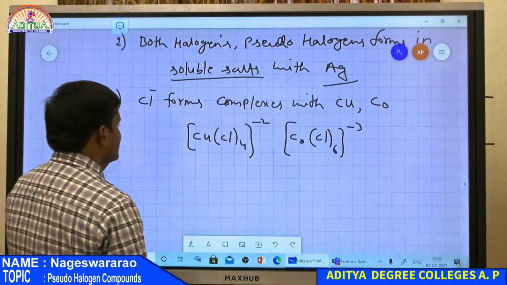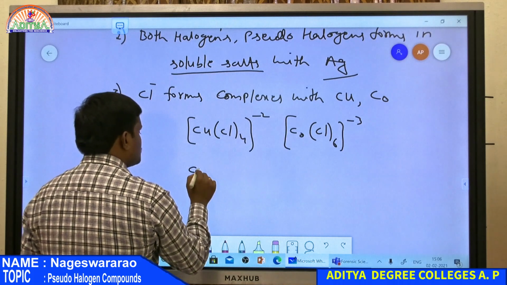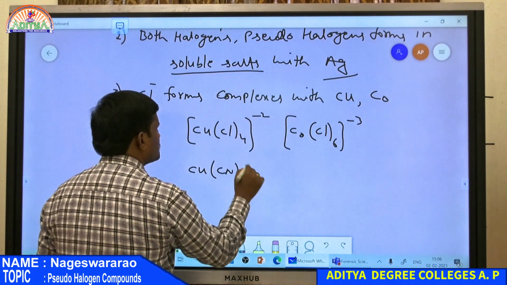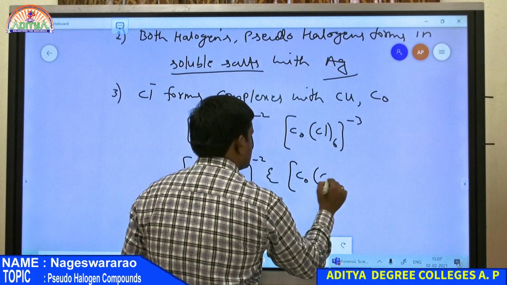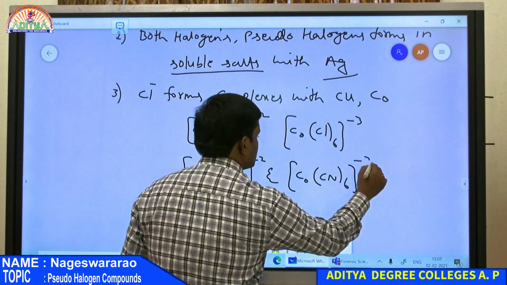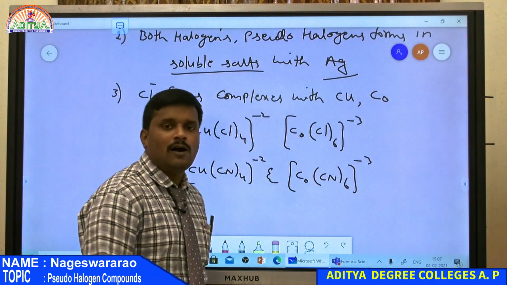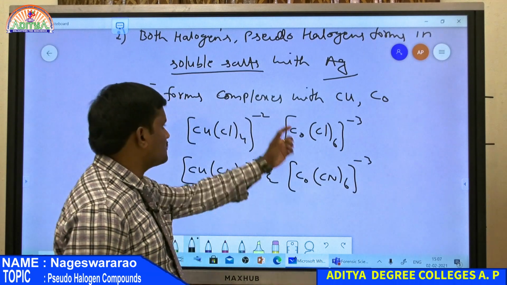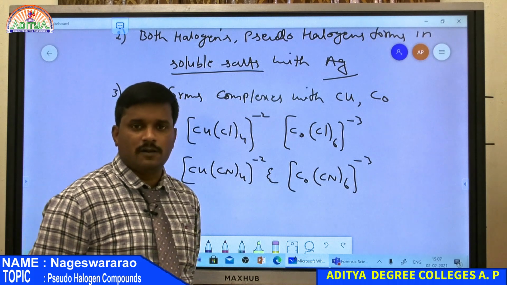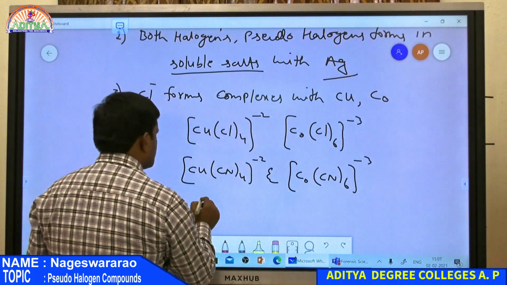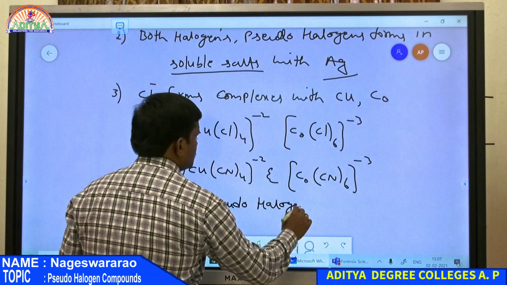In a similar way, cyanide also forms complexes with copper as well as cobalt, like Cu(CN)4 to the -2, and with cobalt, Co(CN)6 to the -3. So what does it mean? Cyanide has a similar property for complex formation with both cobalt as well as copper. Therefore, both have similar properties in the case of complex formation. That is why cyanide is a pseudo halogen.